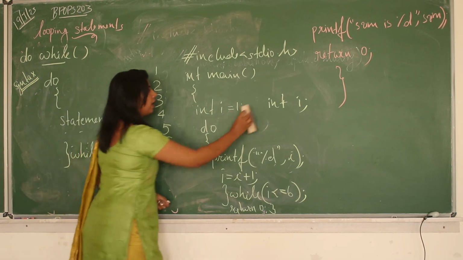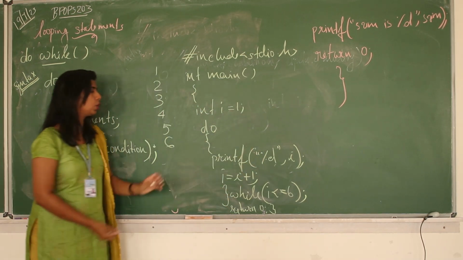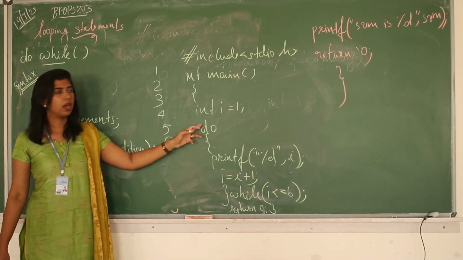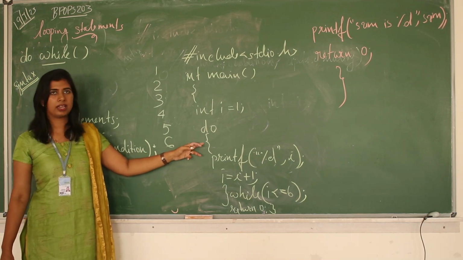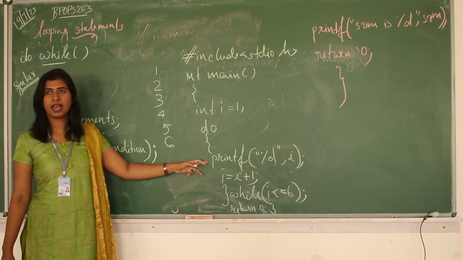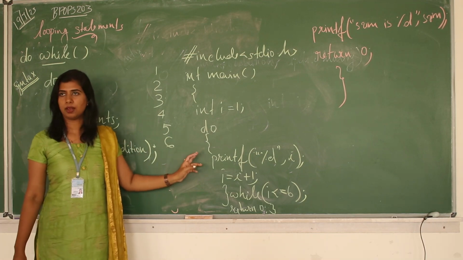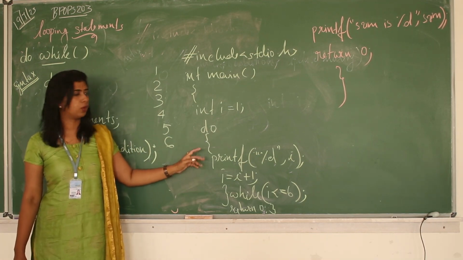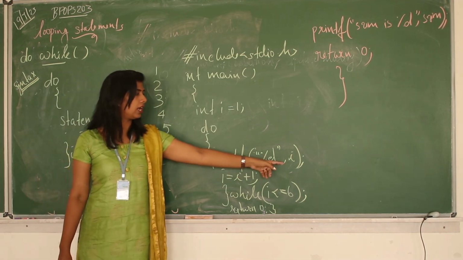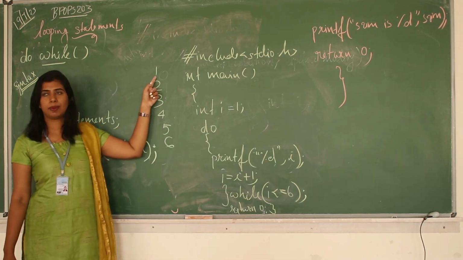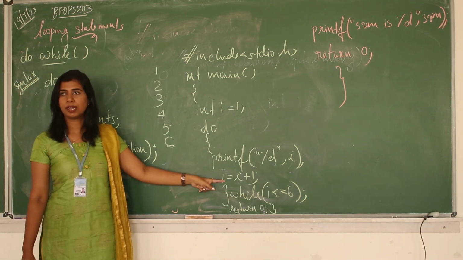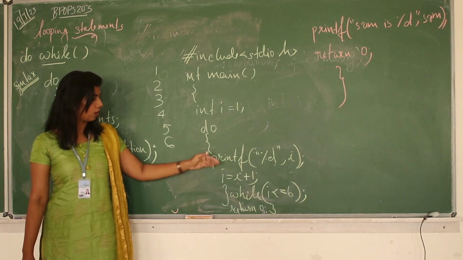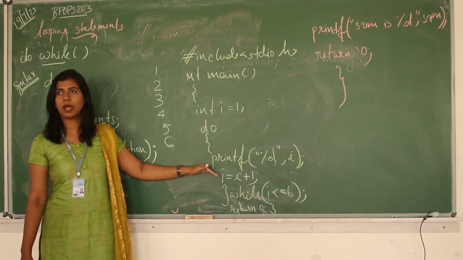Here both declaring and initialization are done in the same line. Then next I am writing my loop statement. Which loop statement? Do while. Do, then coming next line, curly bracket, coming inside. Here I am not checking anything. Whatever statement I got inside the do while, that will get executed. So executing percentage d, i. That means 1 gets printed, then i value incremented. Then after that, those statements inside the do while executed.